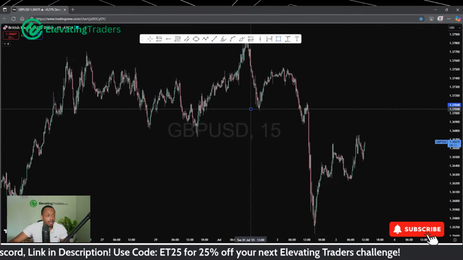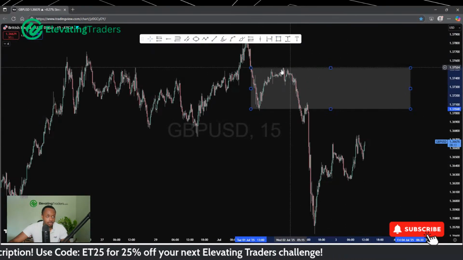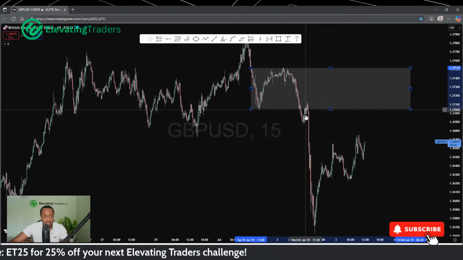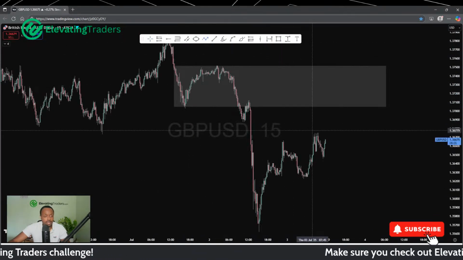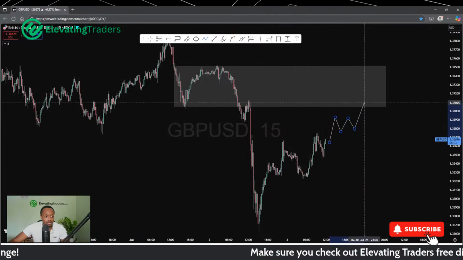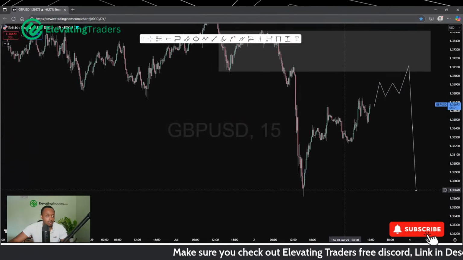But I like this zone here. This is kind of where we had a pullback from, a brief drop. And of course, that's where the momentum came from as well. So if we can revisit that, I think that would be a smart place to be looking to short. And perhaps we see a continuation back into the low.